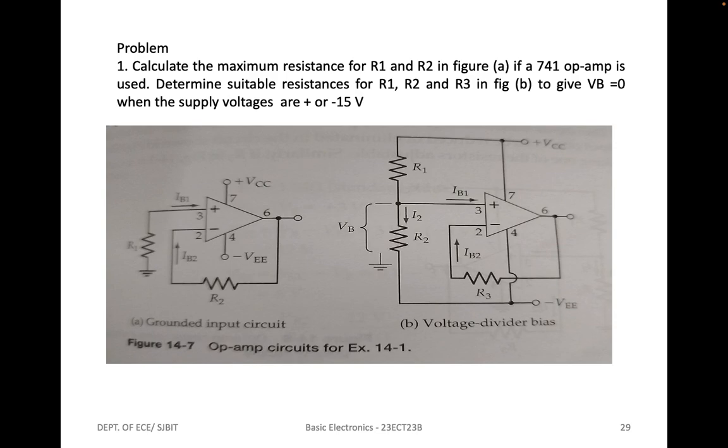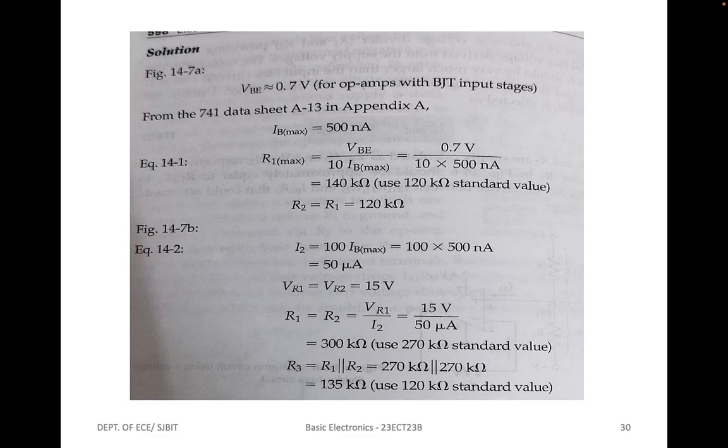So here we have one problem which shows calculating the maximum resistance for R1 and R2. The circuit is shown in this figure. If a 741 op amp is used, determine the suitable resistance for R1, R2 and R3. This is to give VB equal to 0 when the supply voltages are plus or minus 15 volts. This is the solution for this problem. Using the formulas and substituting the values, we can get the desired values.